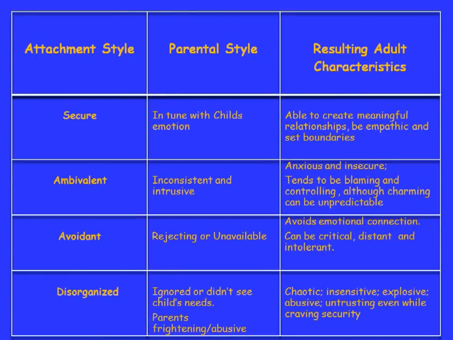Avoidant attachment, the parents are rejecting and unavailable. So as an adult, they may avoid emotional connection, and can be critical, distant and intolerant. And finally, disorganised attachment, where the parenting style ignored or didn't see the child's needs, or the parents can be frightened and abusive. And the resulting adult characteristic is chaotic, insensitive, explosive, untrusting, even while craving security.